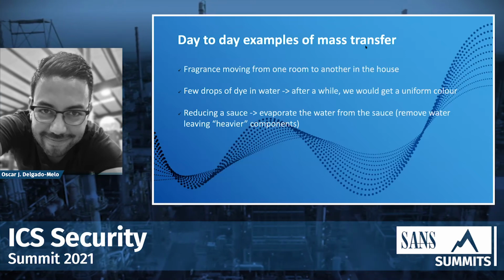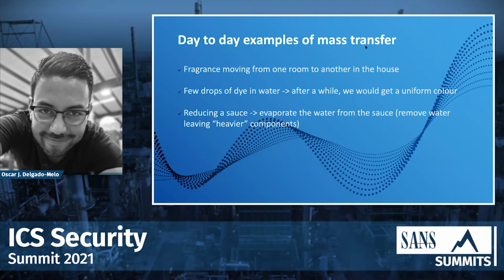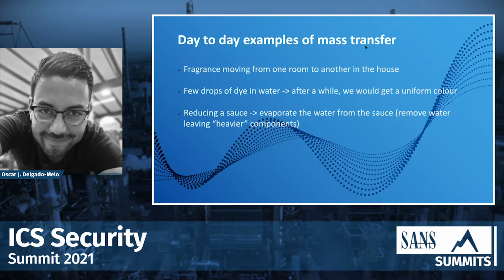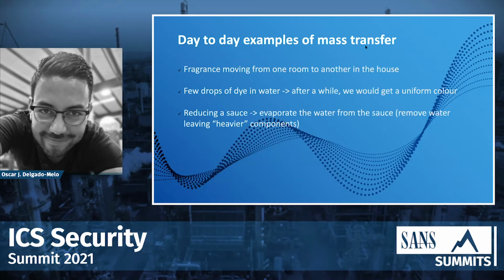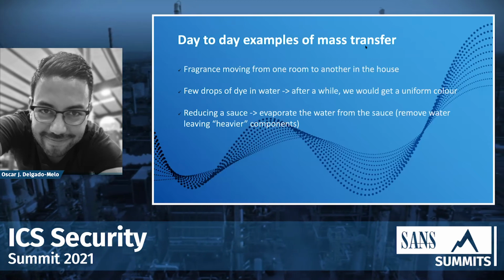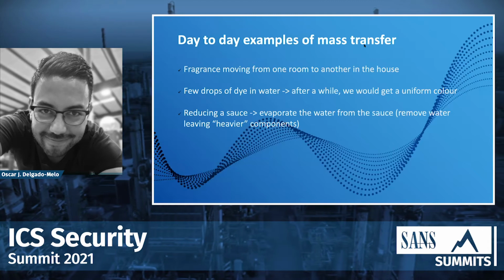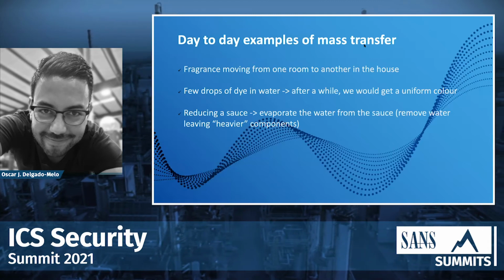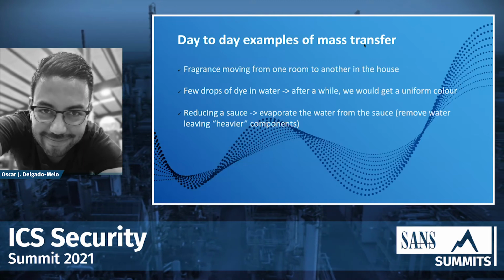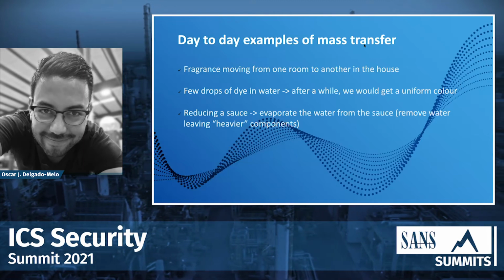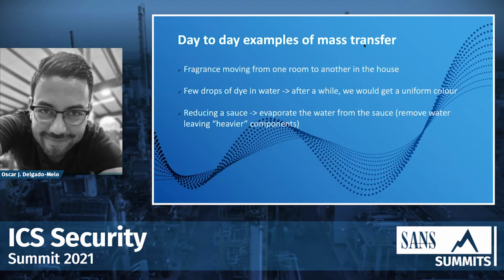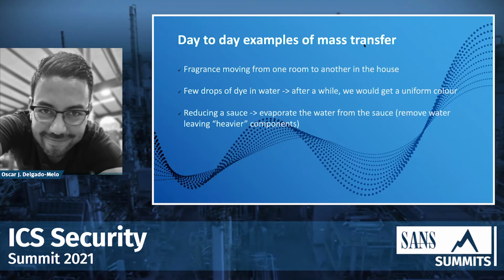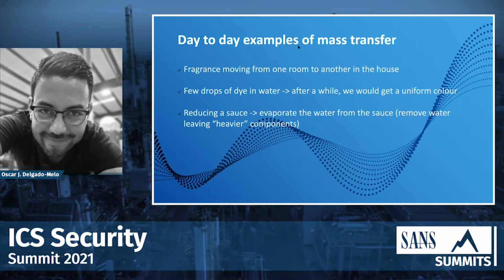So the first one says fragrance moving from one room to another. When you light a candle or when you are cooking something, you can smell the aroma around the kitchen or around the place where you have the candle. But if you move to another room in your home, you will realize that sometimes you notice the same aroma. That's because the aroma is transferring from one place to another, from one region to another. And this is mass transfer. This is what we call diffusion.